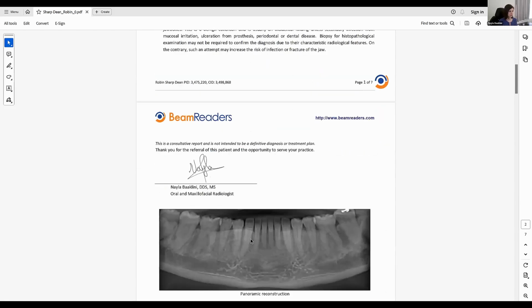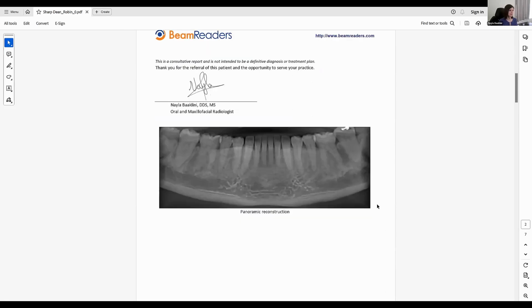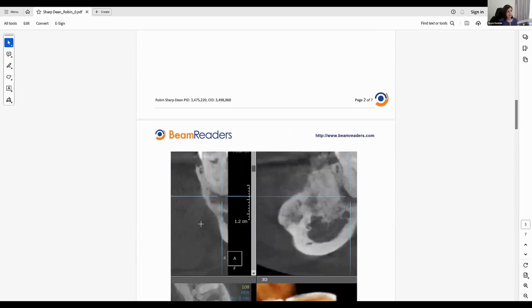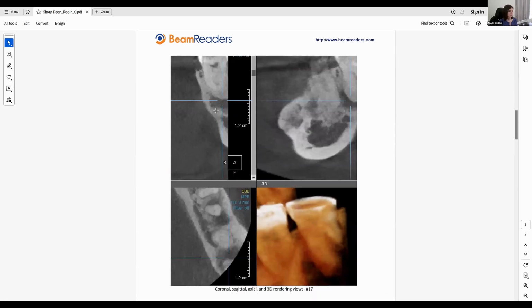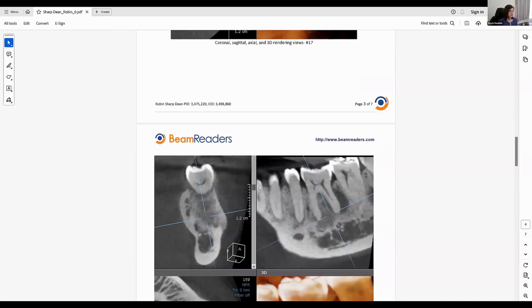Now, in this case, I'm going to start showing the screenshots to explain a little bit. This is a panoramic reconstruction. We can see multiple areas of mixed densities. And as I'm scrolling, I'm going to show some of the cross-sectionals here. This is number 17. We have a coronal, sagittal, axial, and 3D rendering views. Now, it's partially visualized, but there's clearly a low-density lesion surrounding the visualized part of the apex, which is causing some expansion, some thinning of the cortex here.